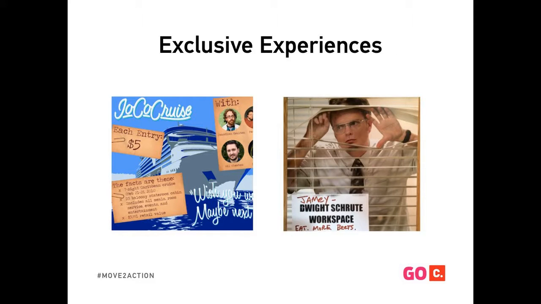On the exclusive experience side, this is really interesting. On the right, we have a campaign coming up by Rainn Wilson, who's a former star of the popular show The Office. So at $5,000, he'll fly you to LA and host you for lunch with him and his wife. You can ask him anything you want. The one on the left is JoJo Cruise. This is also a campaign that's currently live on Indiegogo right now. And it's a really interesting tactic.